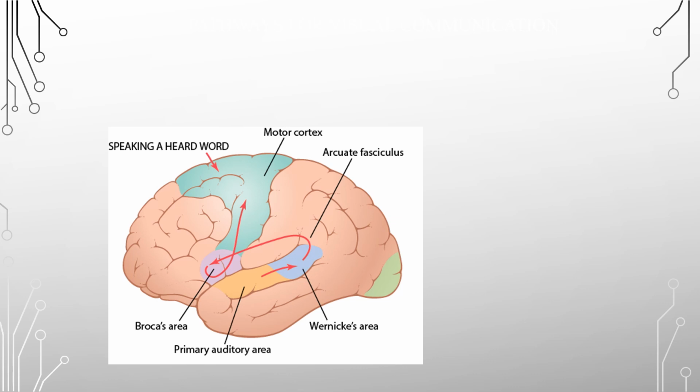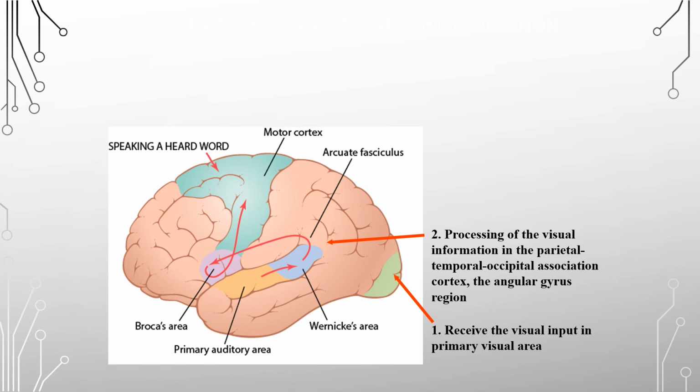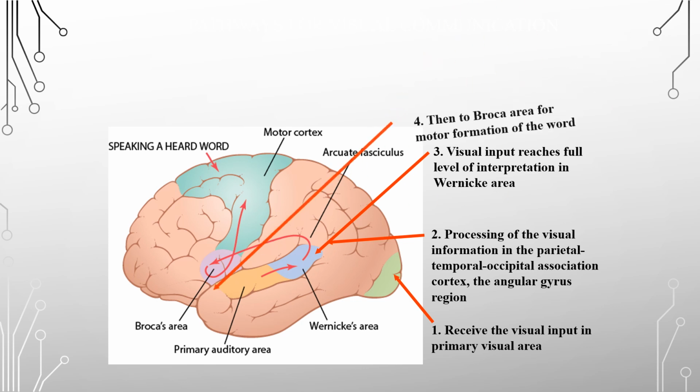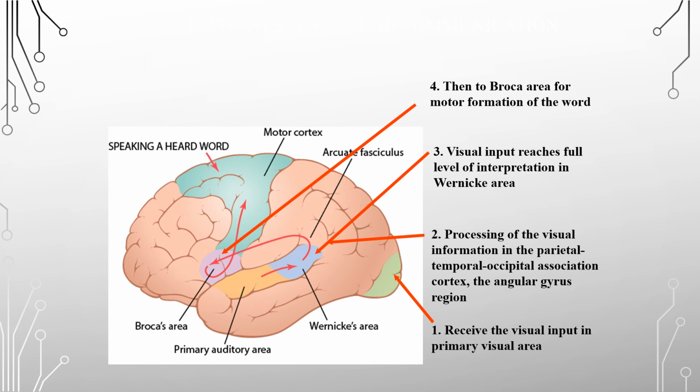Let us see the pathways for the visual communication. So primary visual area, it receives visual input, and then processing of the visual information happens in the parieto-temporal occipital association cortex, the angular gyrus, and then visual input reaches the full level of interpretation in the Wernicke's area, and then from the Wernicke's area it goes to the Broca's area for the motor formation of word from the arcuate fasciculus, and then happens a transmission of signals to the motor cortex to control the speech muscles.